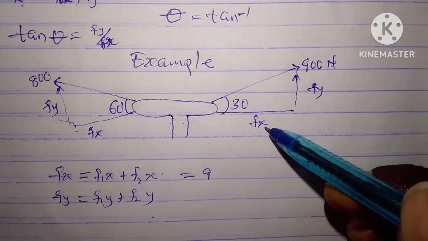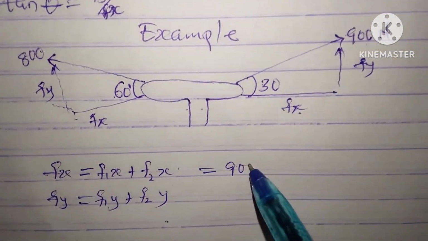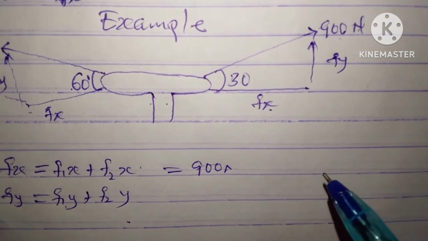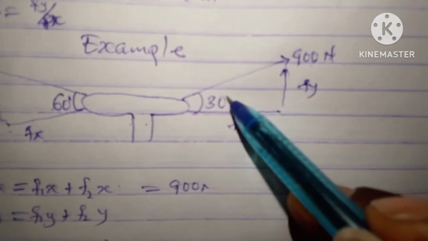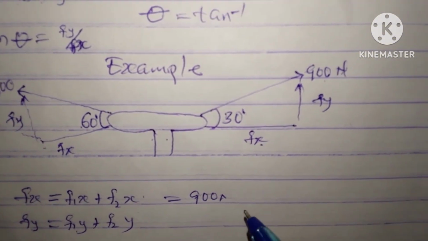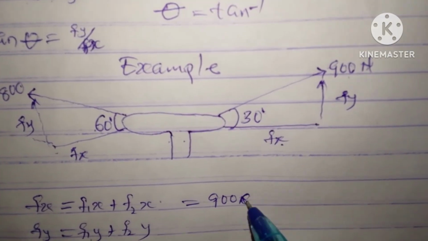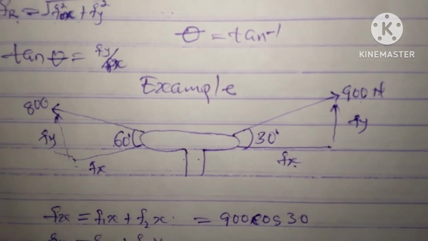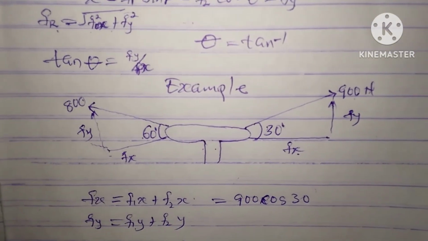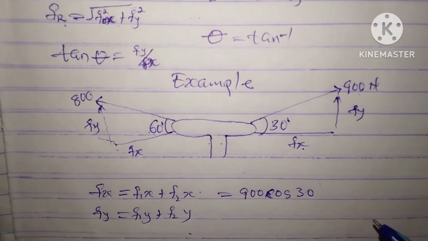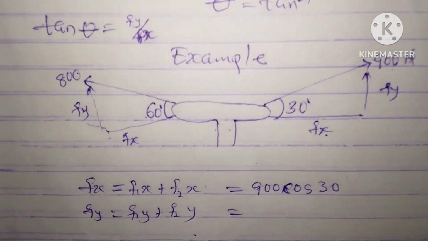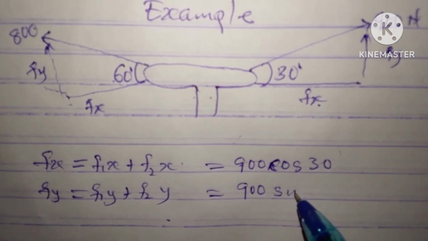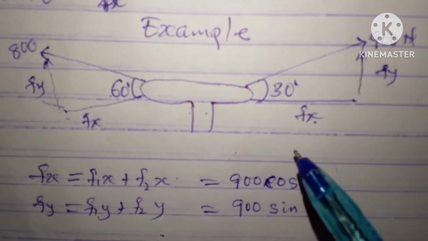From here, Fx is equal to 900 Newton, taking it with respect to x, plus what? The angle between them is 30. And so you are going to have 900 cos 30, because this is the formula we are using. And then for Fy, you have 900 sine 30, taking it with respect to y.